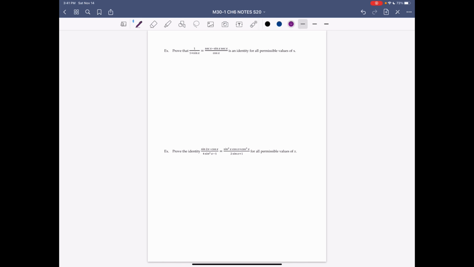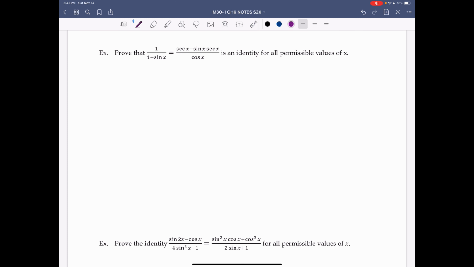Prove that 1 over 1 plus sine x equals secant x minus sine x times secant x over cos x is an identity for all permissible values of x. The right side is definitely more complex. So the left side is 1 over 1 plus sine x, and the right side is secant x minus sine x secant x over cos x.